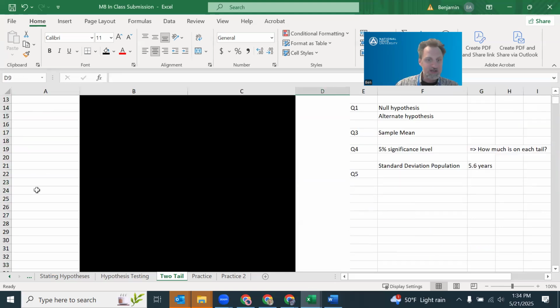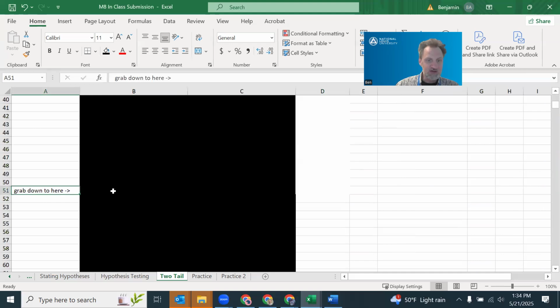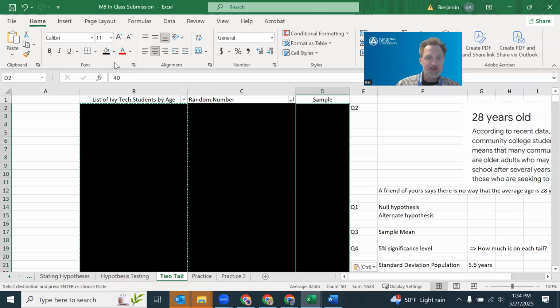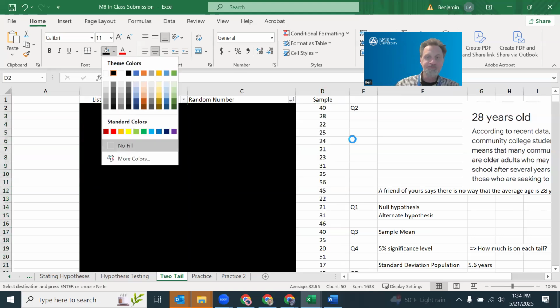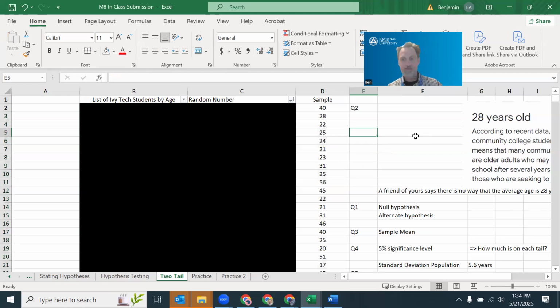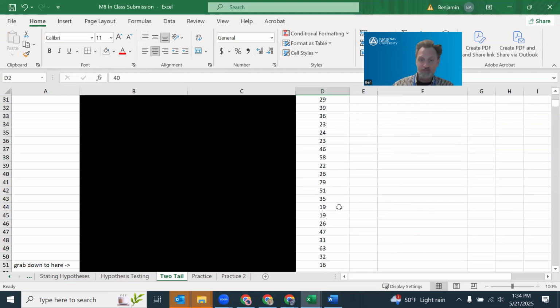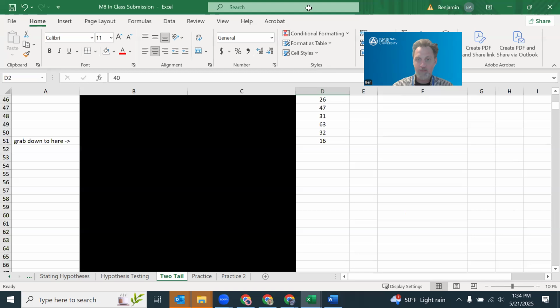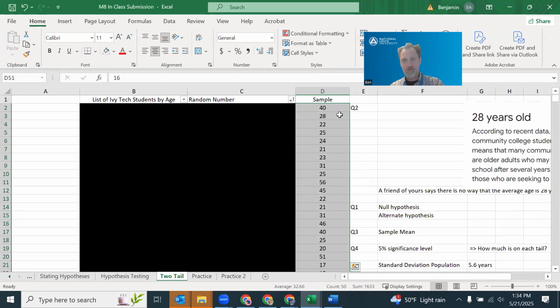There is a little line in A that says grab down to here. So I'm going to start here and go up. I'm going to copy, I'm going to paste, and then I'm going to uncover my sample. And this is my data. So if I did this again, that would not be my data. I'm just going to go ahead and show 40, 28, 22. All right, fine. And I will delete that.